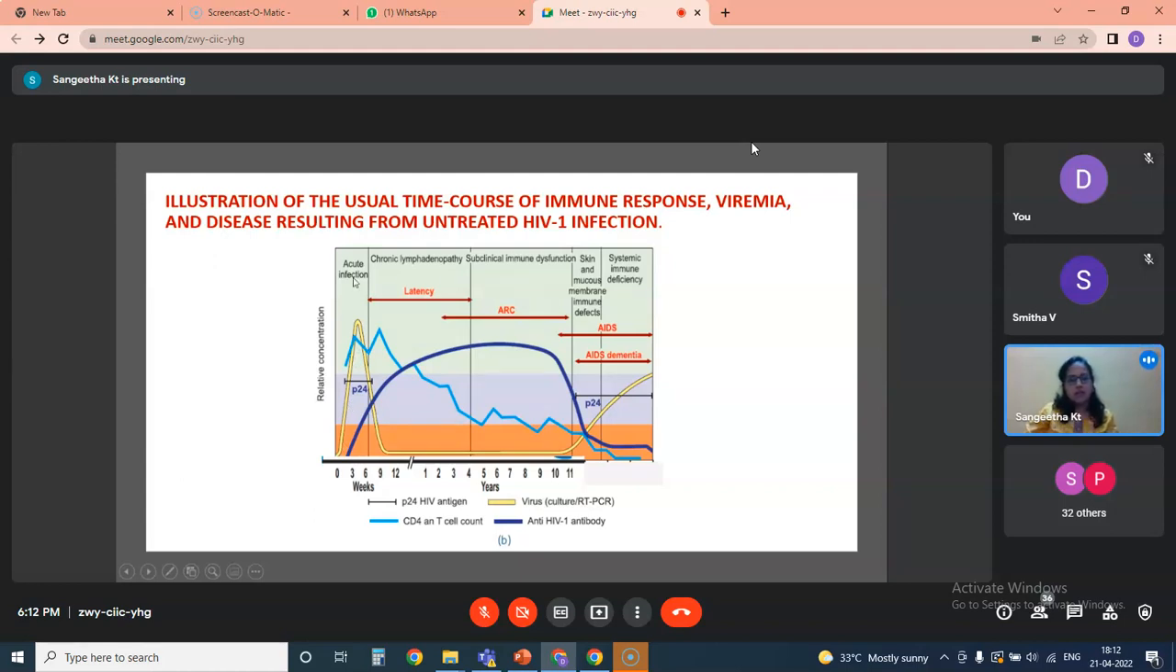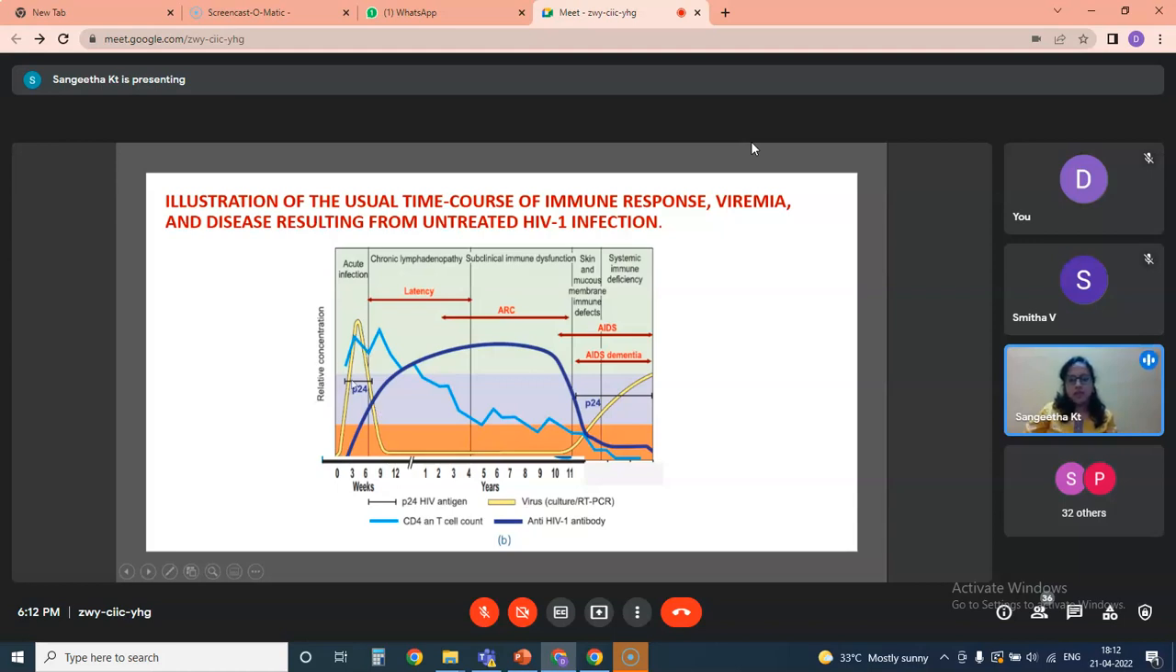So that is the stage of acute infection. It usually lasts for 3 to 6 weeks. You can see here the virus is spilling into the bloodstream, it reaches a peak, and then once the immune system starts responding, or the body starts developing antibodies, you can see that the viremia is slowly coming down.